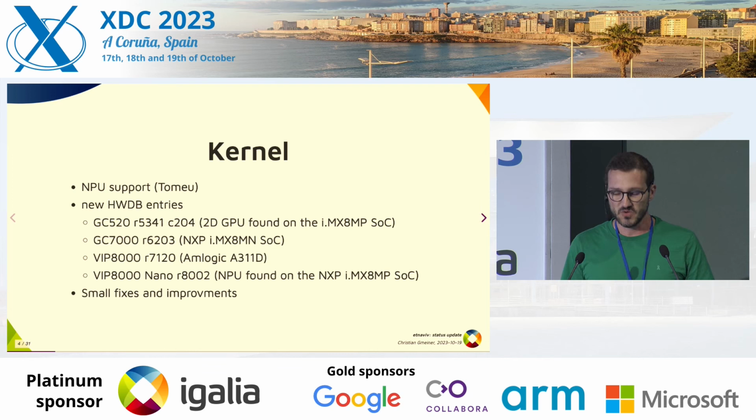The other big parts that happened in kernel land were the addition of new hardware database entries for newly supported GPUs and NPUs. Such a hardware database entry provides information about supported features and limits of a specific GPU, and that will be consumed by the user space. And overall, there were some small fixes and improvements in kernel land.